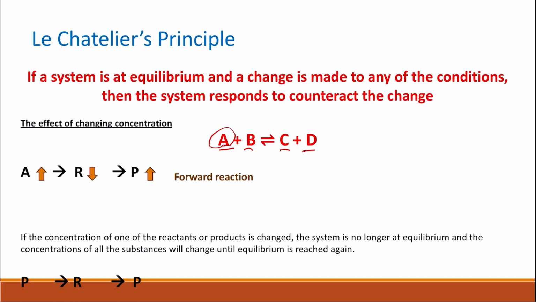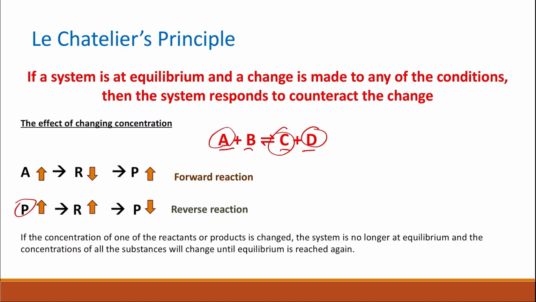On the other hand, if we increase the concentration of one of the products, like C or D, then again the system will respond in the same way. It will try to decrease the concentration of products and increase the concentration of the reactants. So reactant concentration increases, and product concentration decreases. The only way to do this is to push the reaction toward the reverse reaction, making more reactants. So now the reaction will be pushed towards the reverse reaction, not the forward reaction.